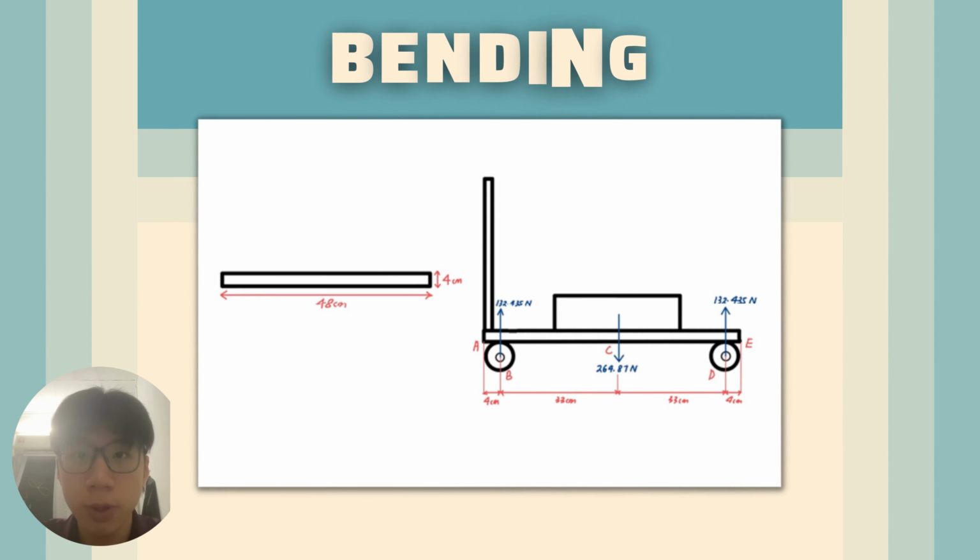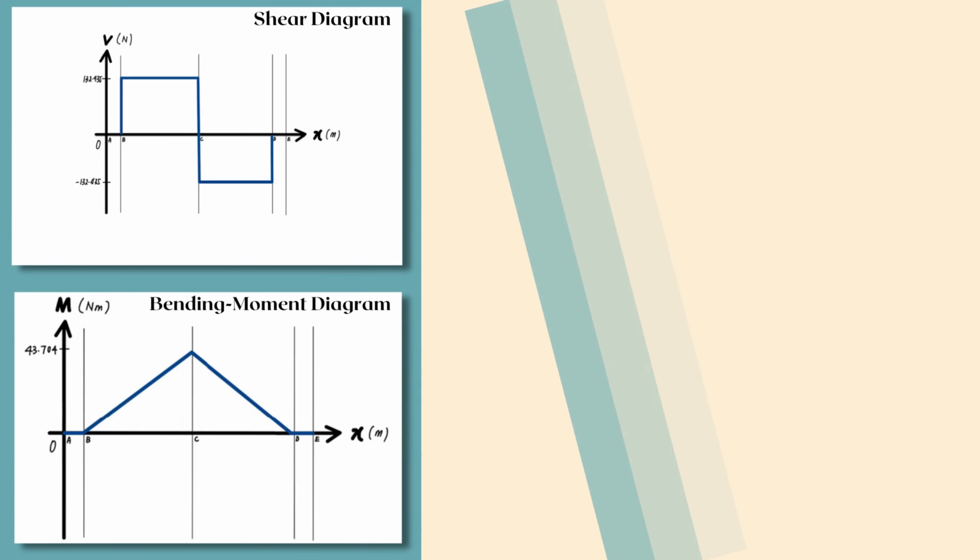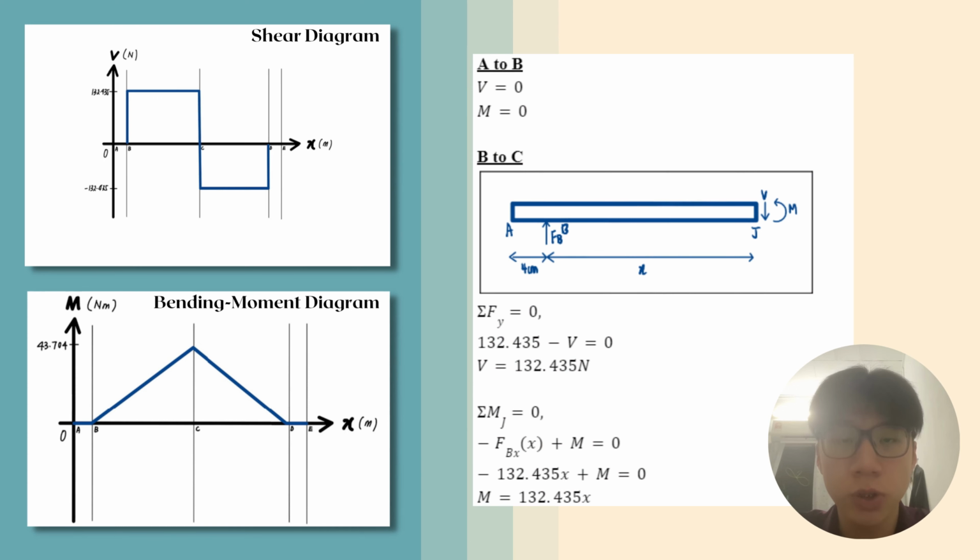Proceeding to the bending problem, using the information from the force of equilibrium, the load is applied at the center length of the horizontal member and the reactions at B and D are determined. Then we can produce shear and bending moment diagrams. From A to B, V and M are equal to 0. From B to C, using the equilibrium equation, we get V equal to 132.435 Newton and M equal to 132.435x, which increases linearly.